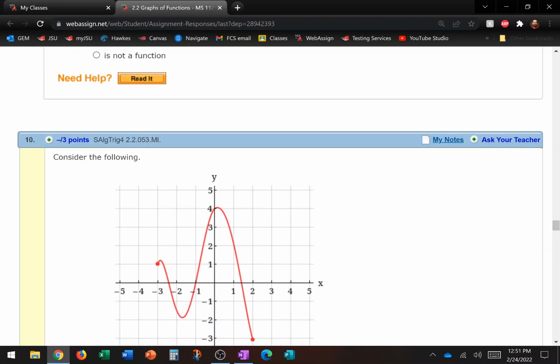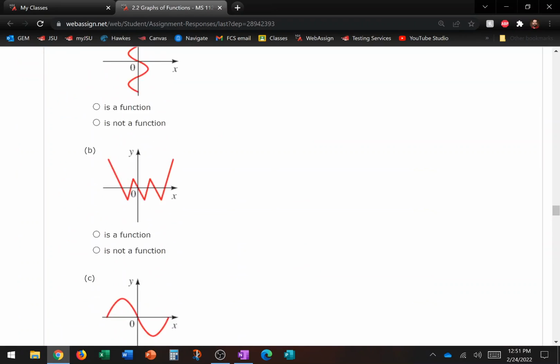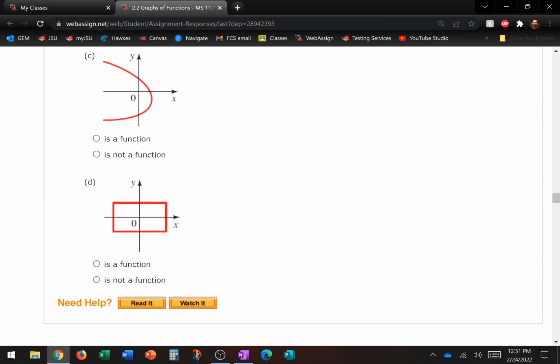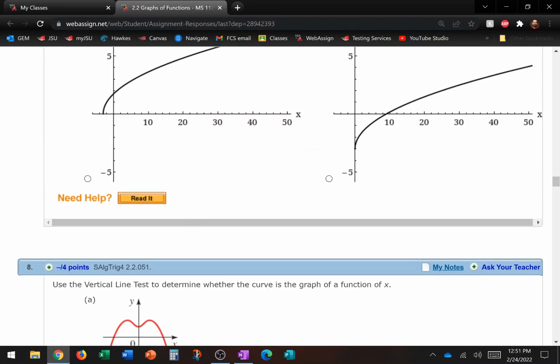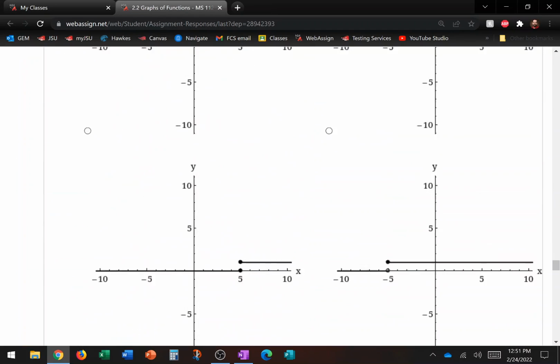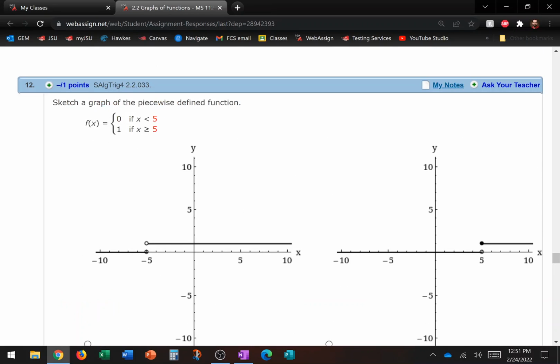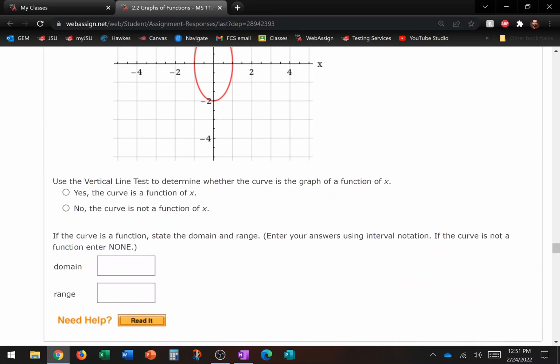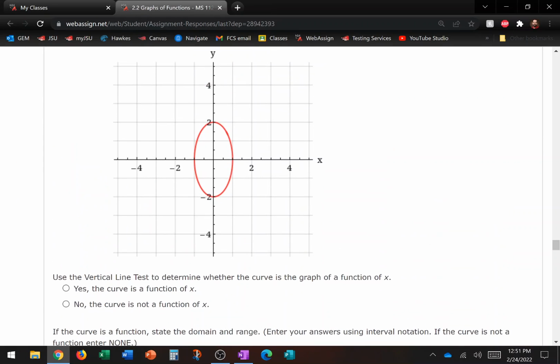Let me check to see if there was another one. Those didn't ask for that. That might be the only one that asked for domain and range on this assignment. Was there 2? Okay, maybe there's another one. Yeah, so here's another one. So this is about domain and range on this one.